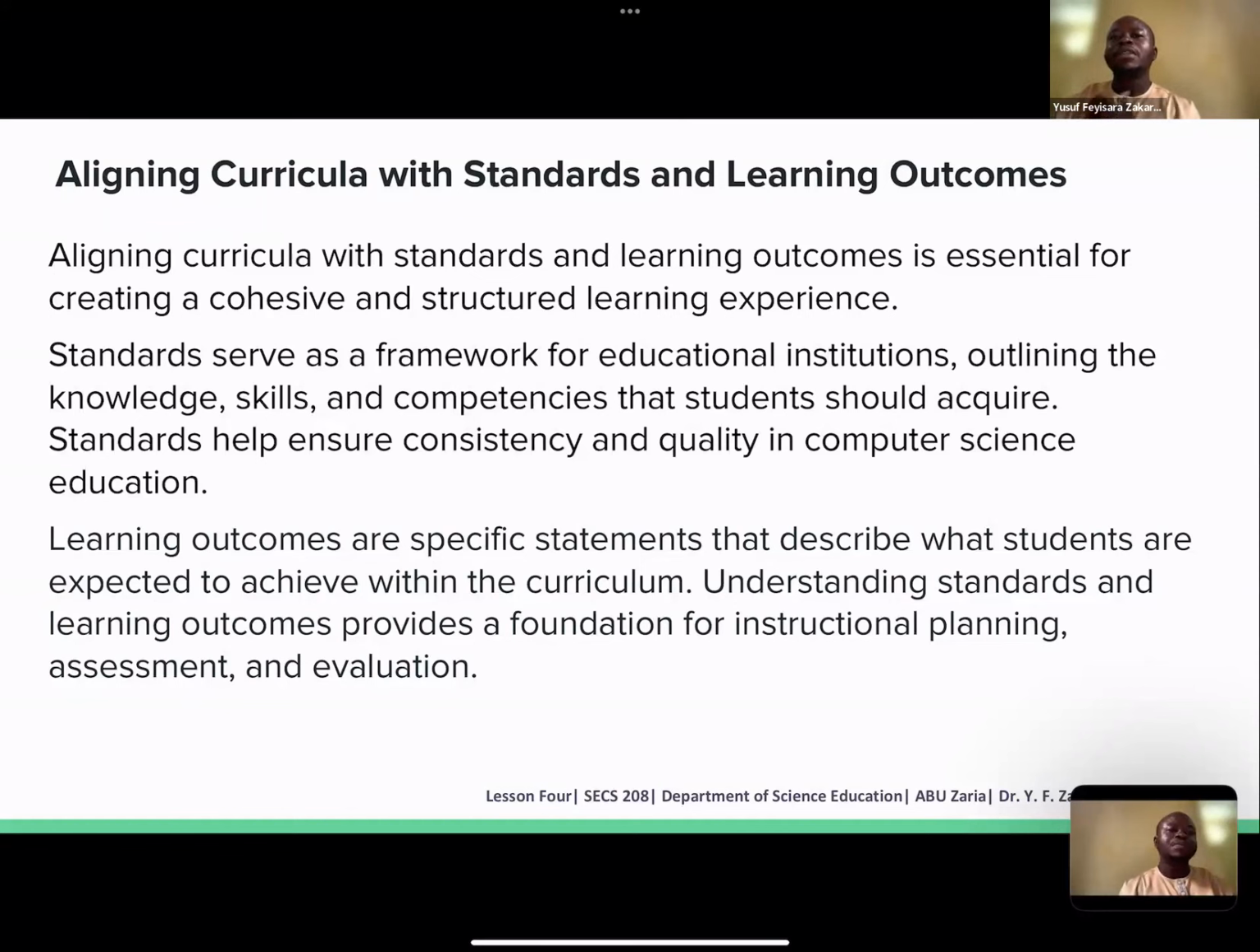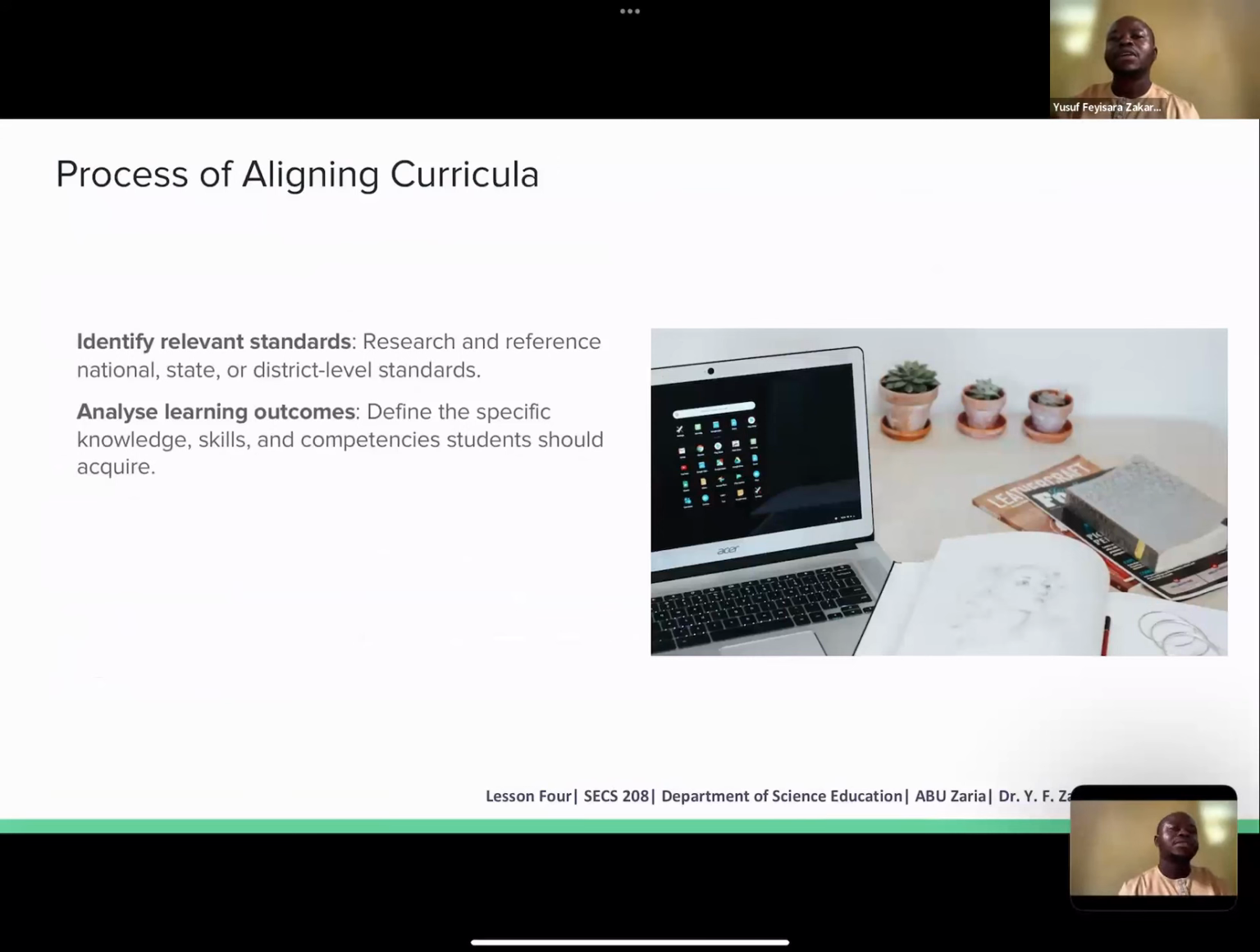So what about the process? There are some processes which you need to take when you are making these alignments. All right. The very first thing is you should identify the standard. What kind of standard do you want to have in your curriculum in which you are going to make a match between the standard and the learning outcomes? What is the frame of reference for this standard? The national, the state, or district level standards. You need to check this.